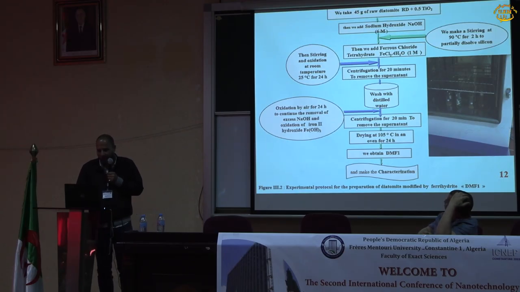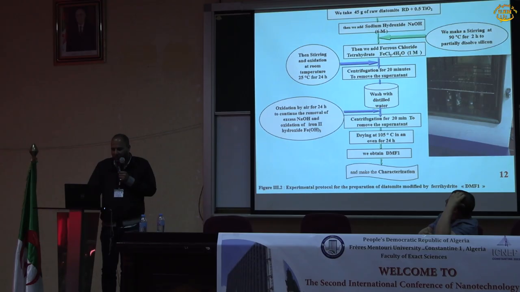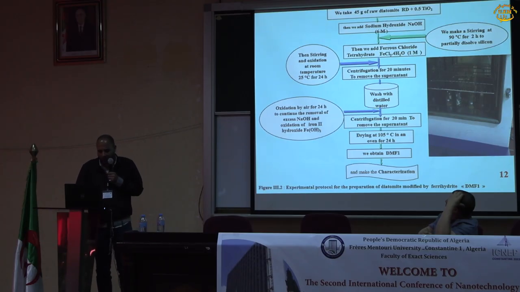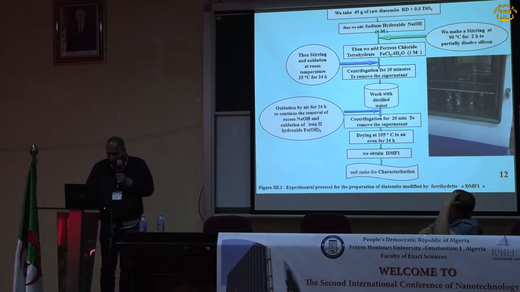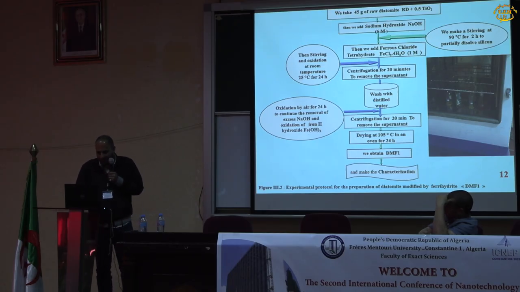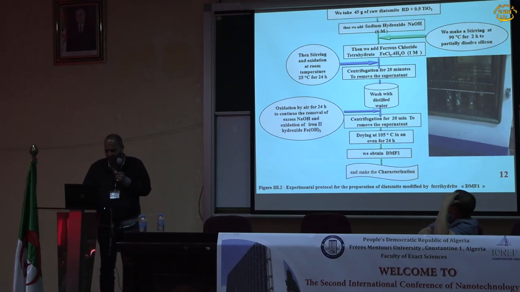Then solidification for 20 minutes to remove the supernatant. Then wash with distilled water. After oxidation by air for 24 hours to continue the removal of excess soda and oxidation of iron to hydroxide. Then solidification after drying in an oven at a temperature of 105 degrees for 24 hours. We obtain diatomite modified by ferrihydrite.